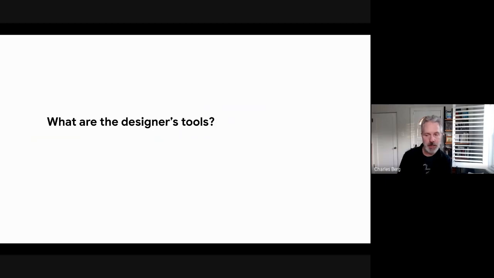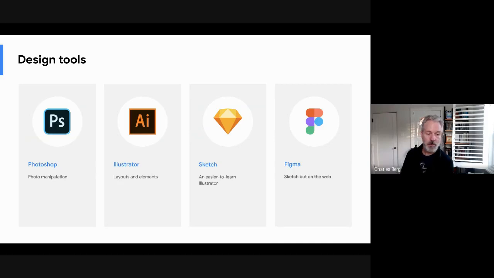So that brings me to the last bit of the main talk, which is: what are some of the common designer tools? These are probably the four most popular tools that a designer uses to design digital interfaces: Photoshop, Illustrator, Sketch, and Figma. Photoshop and Illustrator are perhaps tools that you're familiar with already. A lot of people use Photoshop just to manipulate pictures for whatever reasons. Illustrator is another Adobe product that deals not only with photos, but the layouts of things.